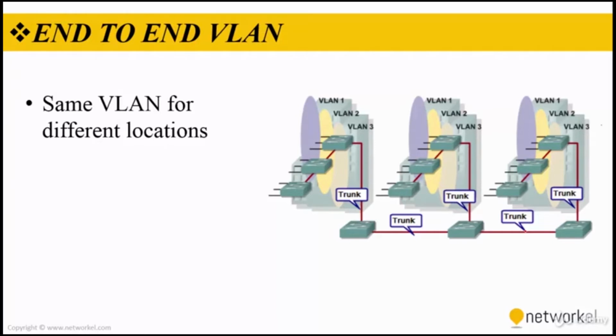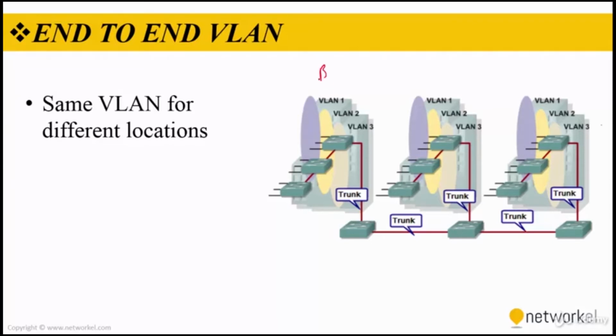End-to-end VLANs are dispersed throughout the network on multiple switches. No matter where the user plugs in, they will always be assigned the same VLAN membership. Resources for this user will be on the same subnet. Management of end-to-end VLANs typically uses VTP through trunked switches, and this allows for easier management.